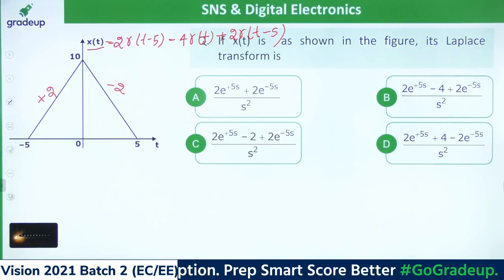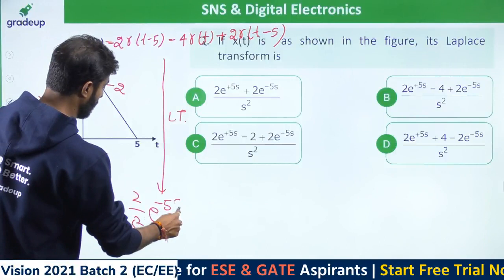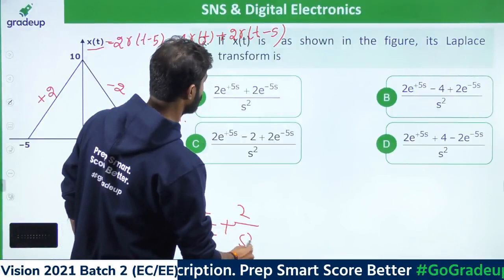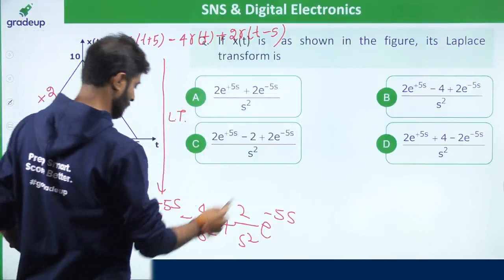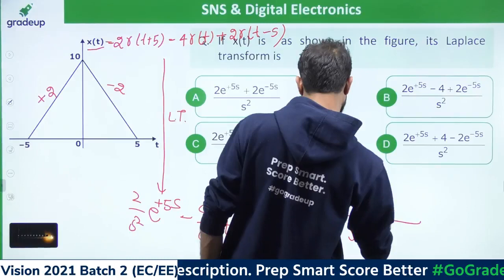Now, just take the Laplace transform of this function. If you take the Laplace transform, 2 upon s square e raised to power 5s minus 4 upon s square plus 2 upon s square e raised to power minus 5s. No, no, it is the plus. Now just take s square common. You will get the answer: 2 e raised to power 5s minus 4 plus 2 e raised to power minus 5s.